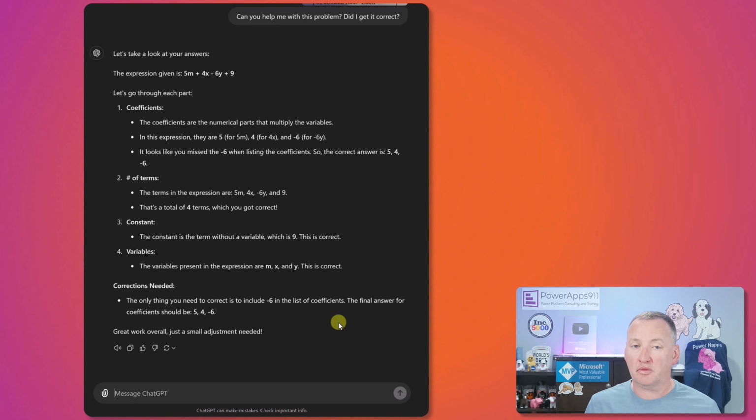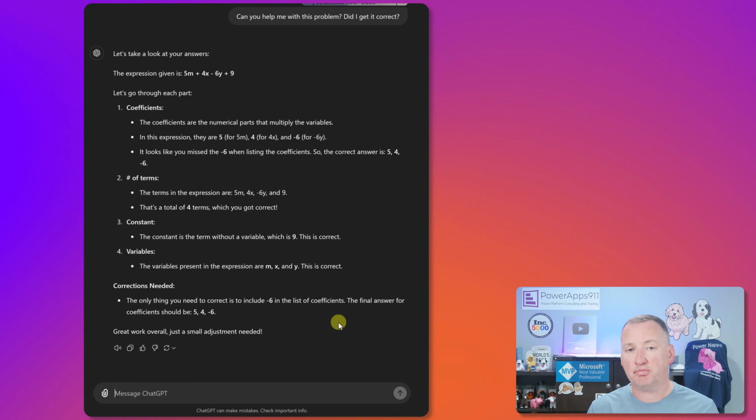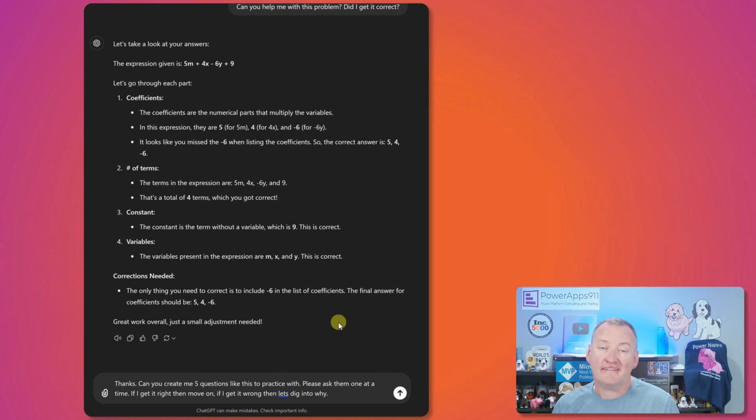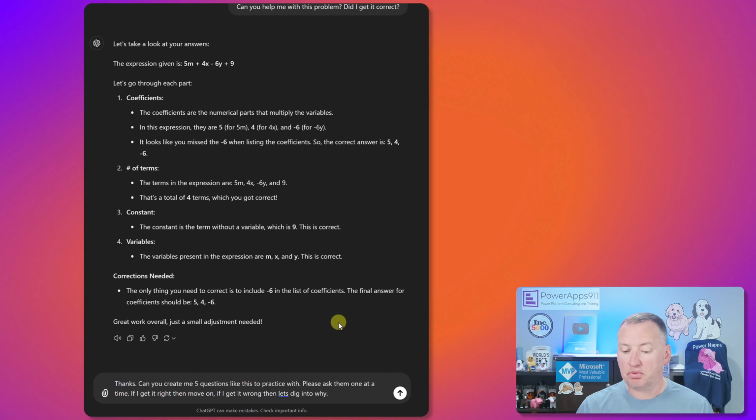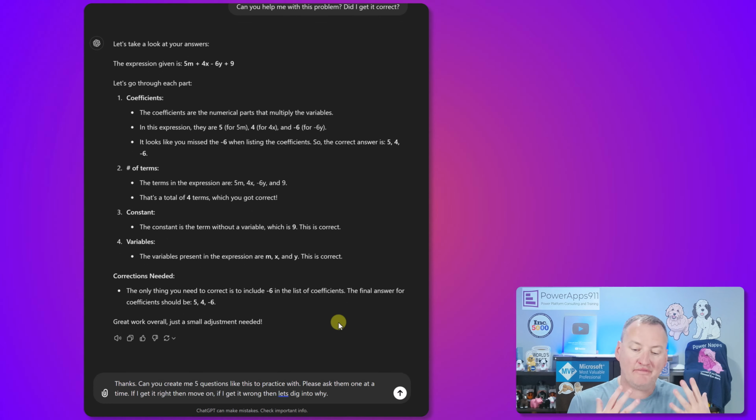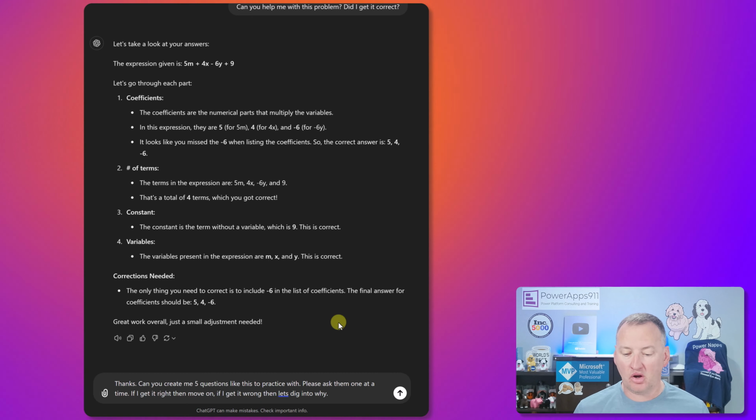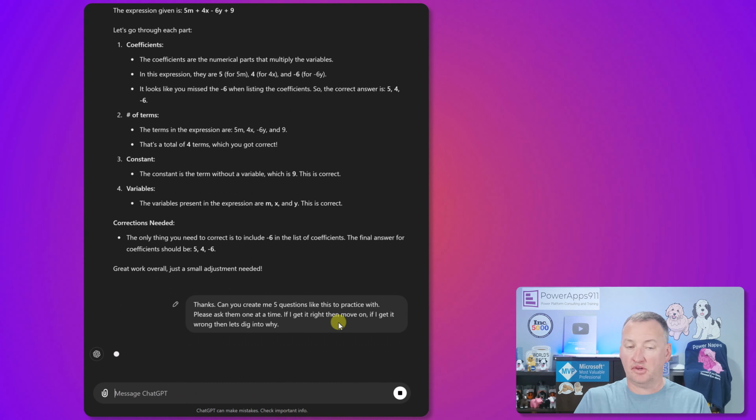Now, what I never did then that I wish I had done is, say that the kid was struggling with this, right? That same thing we just did with Spanish. Why don't we do that here? Thanks. Can you create me 5 questions like this to practice with? Please ask them one at a time. If I get it right, then move on. If I'm wrong, then let's dig into why. And so now what it should do is spit these out for me.